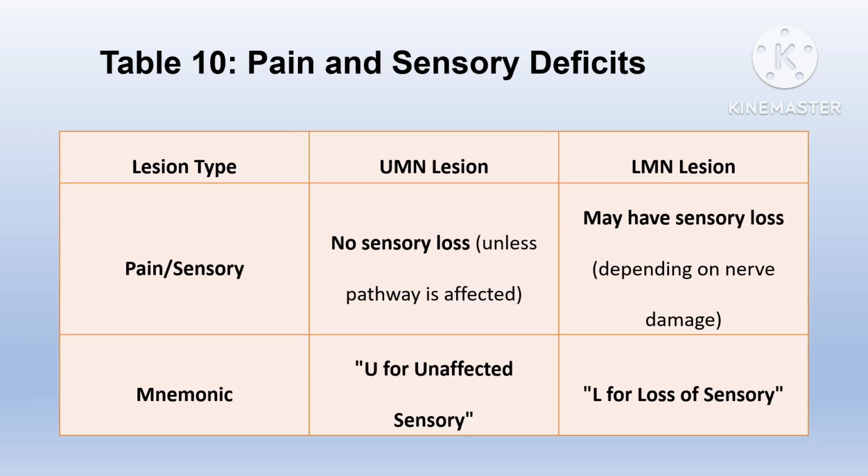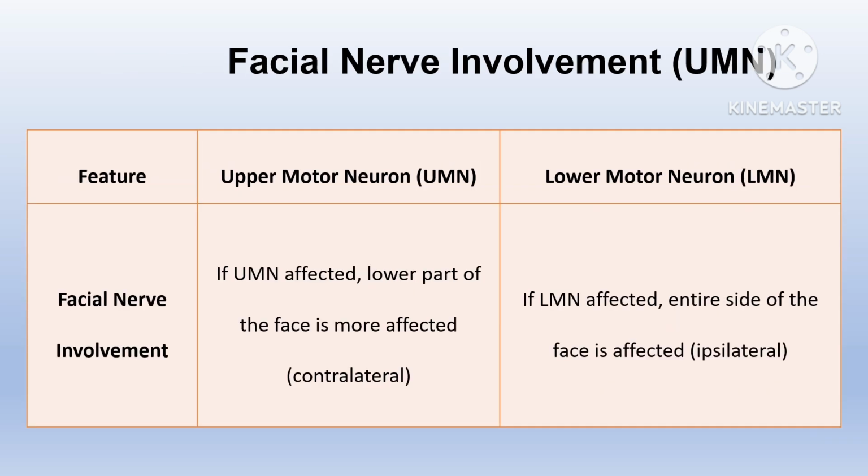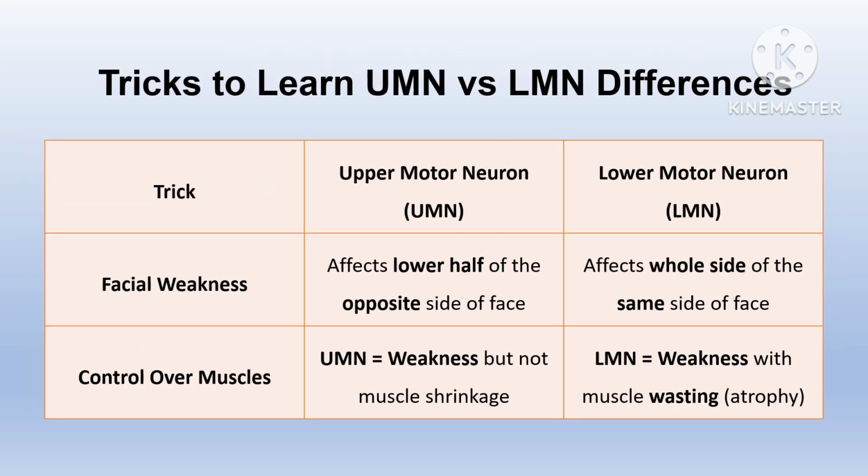No sensory loss typically occurs in upper motor neuron lesions, as these neurons are not responsible for sensations, but there may be sensory disturbances if the sensory pathway is affected. On the other hand, sensory loss may occur in the lower motor neuron lesions if the sensory nerve fibers are damaged along with the motor fibers.